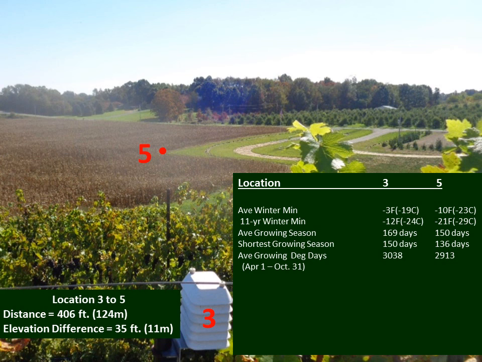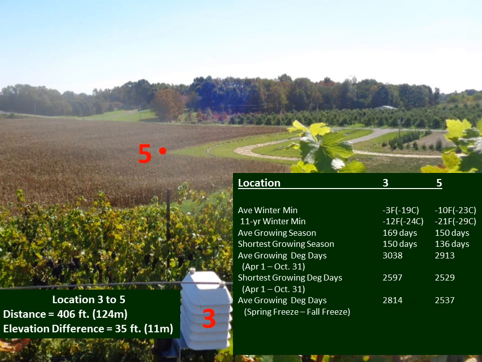So those numbers aren't so very different. And that's what's scary about using that kind of information. And if we have the shortest growing season accumulation by that caliber, April 1 to October 31, once again, the differences are very small. But if we take a growing degree day measurement from spring freeze to fall freeze, you can see there's quite a difference between those two sites.